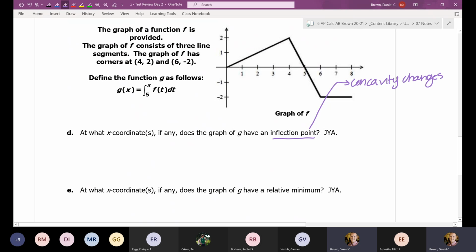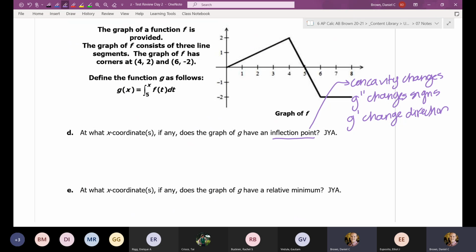So basically where the function would go from concave down to concave up, or vice versa, concave up to concave down. Typically, we look at that as when the second derivative changes signs. But we can also identify a point of inflection where G prime changes direction. And when I say changes direction, basically where G prime would change from increasing to decreasing.